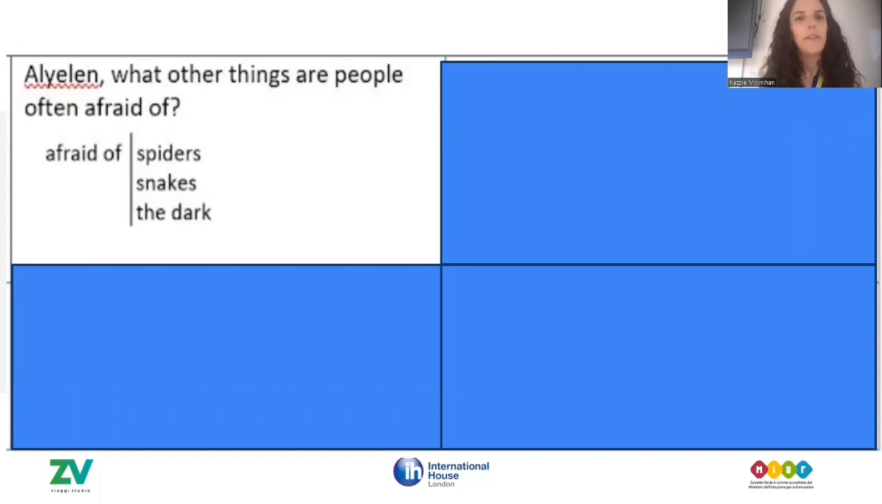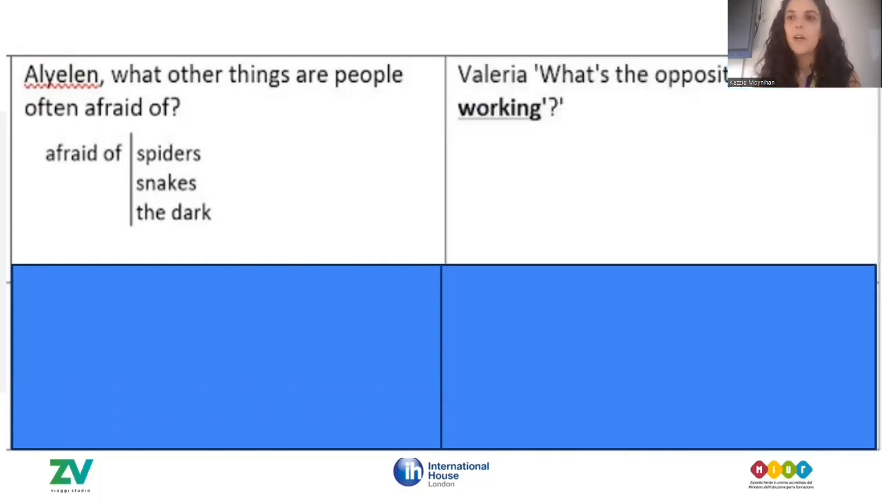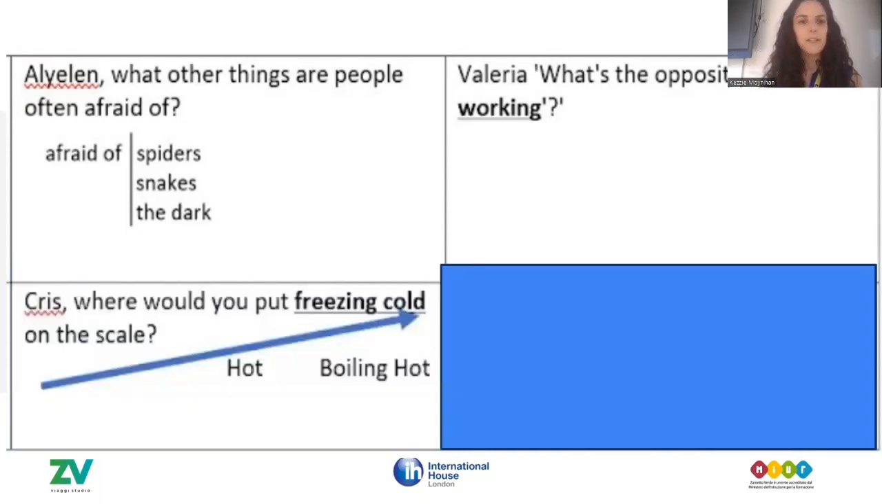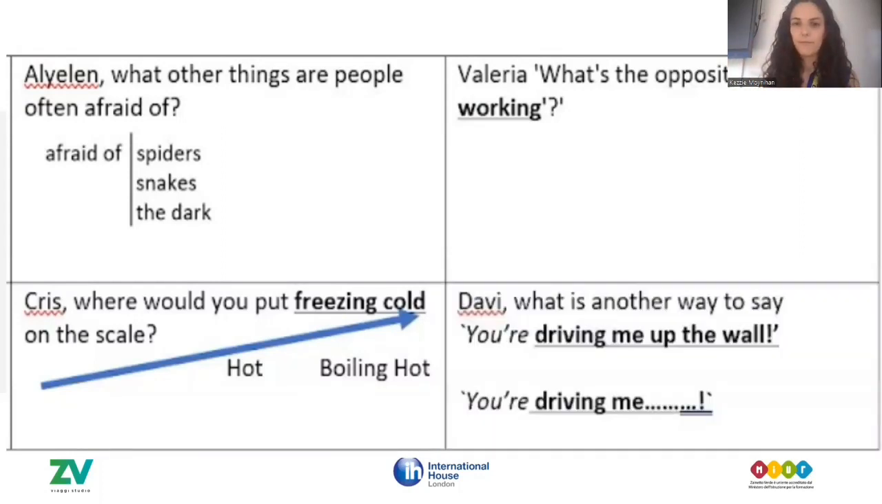Eliane, what other things are people often afraid of? Afraid of spiders, afraid of snakes, afraid of the dark. Valeria, what's the opposite of hard working? Chris, where would you put freezing cold on the scale? Davi, what is another way to say, you're driving me up the wall? You're driving me.